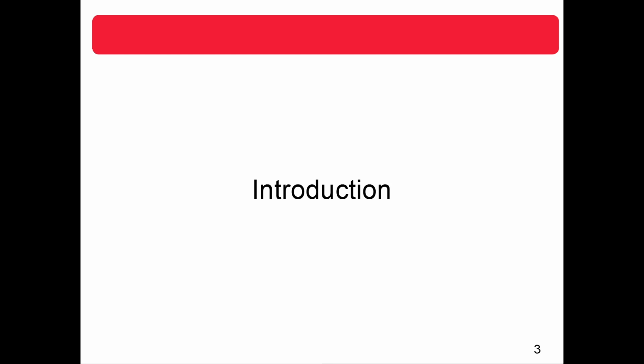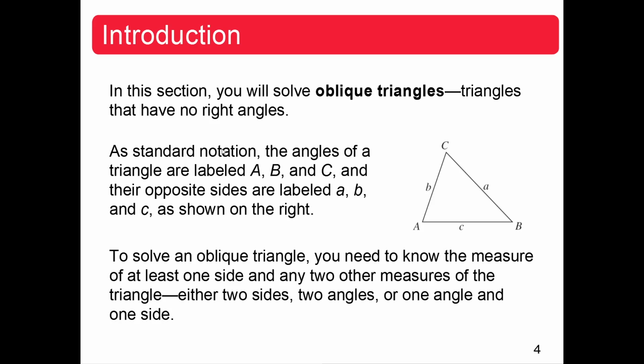Because I keep talking about oblique triangles and solving them, it would be helpful if I talked about what that actually means in this context. When we talk about oblique triangles, these are triangles that have no right angles. This is actually kind of a huge bummer for us because it means that our trigonometric functions don't automatically apply. Remember that our trigonometric functions are defined when we're dealing with right triangles.